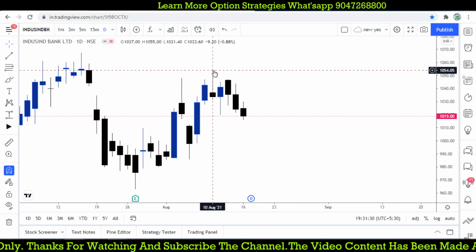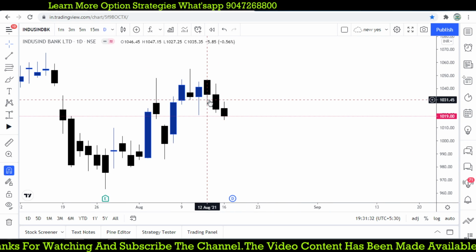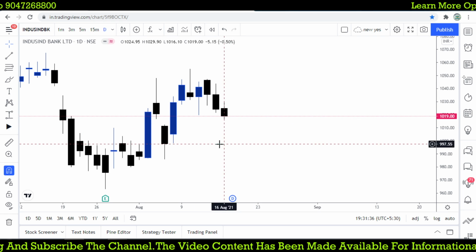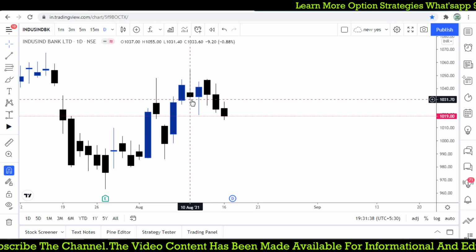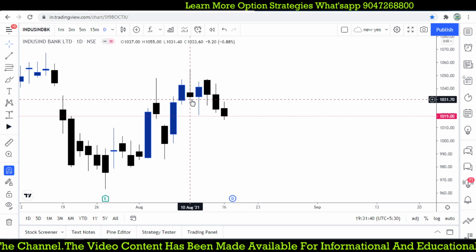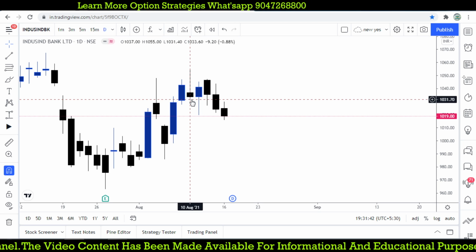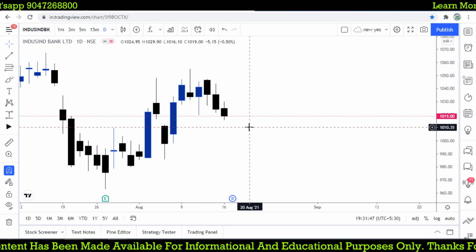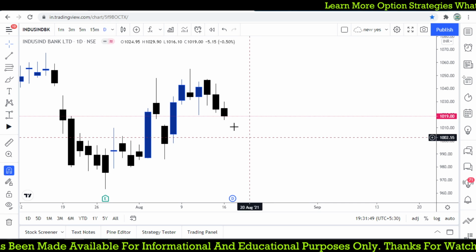Hope this one, 10th August. Initially it breaks and moves higher, and now it's moving toward the price from where we have the opportunity. So 25 points is the risk from 1031 and 1055. Now it is trading at 1020, so almost 10 points of profit only, but there is a chance of reversal.